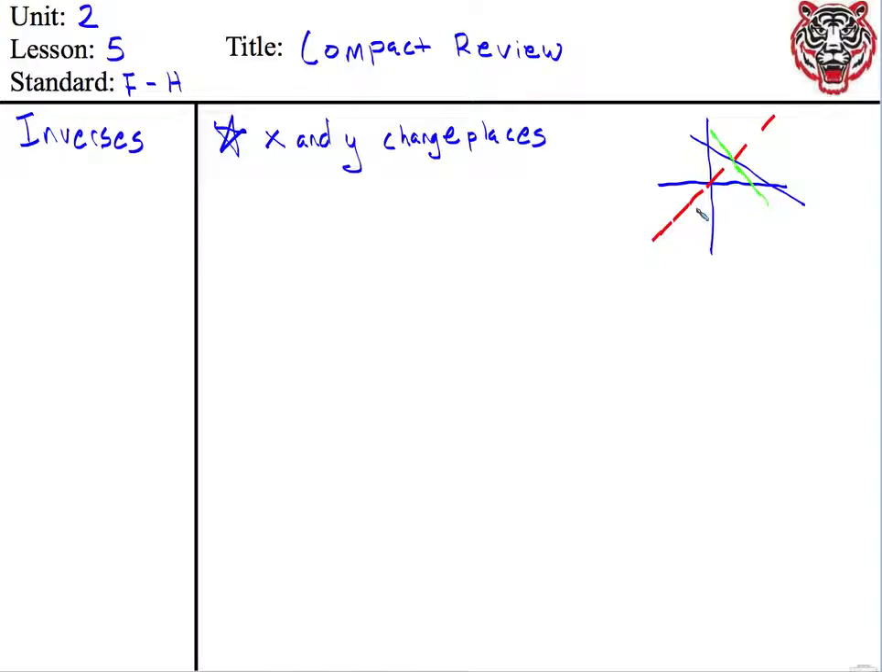Why is that? Can you guys figure out why that is? Because they change places. Yeah, they change places. The x went to y and the y went to x, and it's over the line y equals x because y equals x means that everything is the same, which means if I put anything on y equals x, it reflects onto itself.